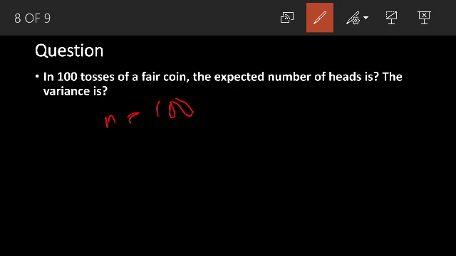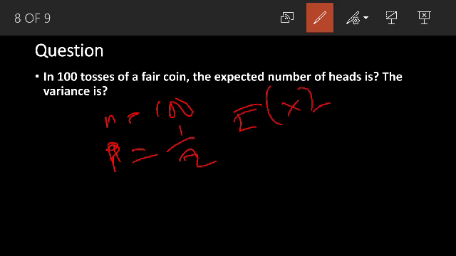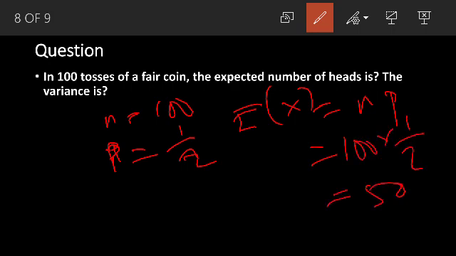Okay, we have 100 trials, and we will need to find the expected value of heads. And for a single throw of a coin, the probability of a head is equal to 1 over 2, because that's what we expect. So our expected number of heads, E(X), is going to be np as our formula, and your n here is 100 and your p here is 1 over 2, so that is going to give us 50. So the expected number of heads, or the expectation, is 50.